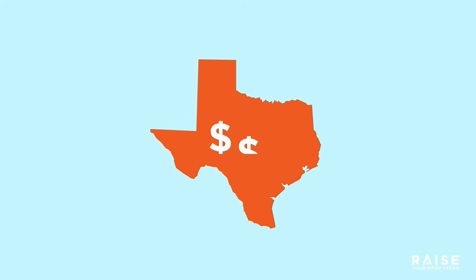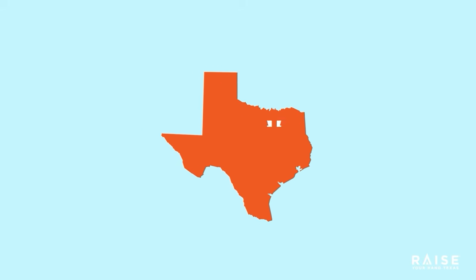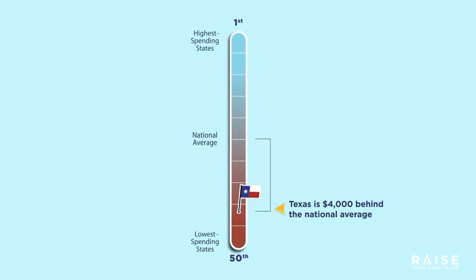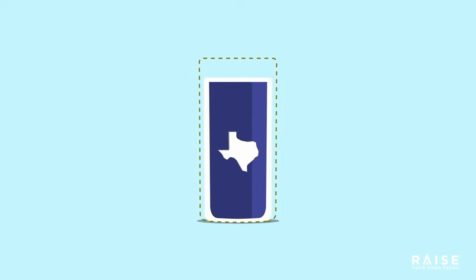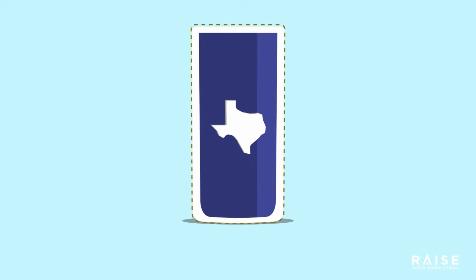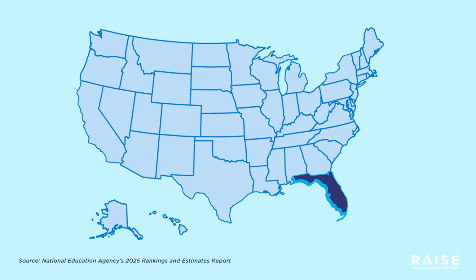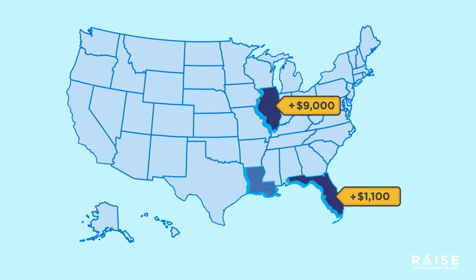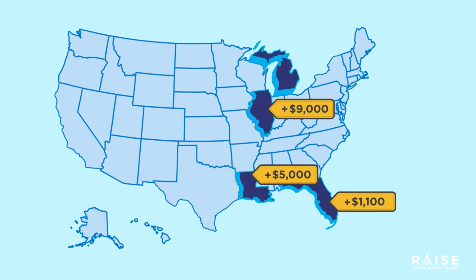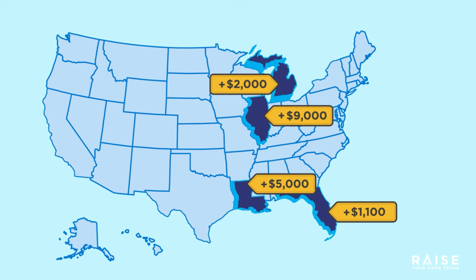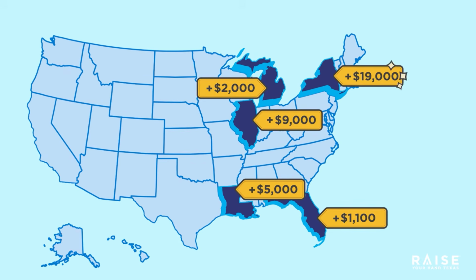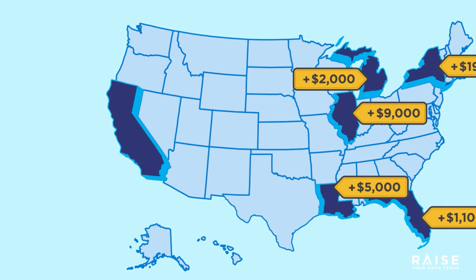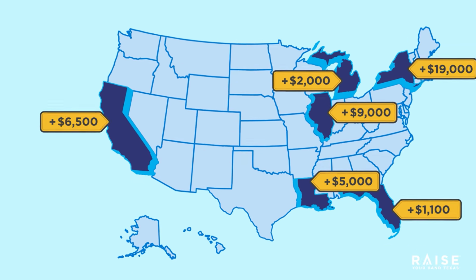Despite our thriving economy and dramatic population growth, Texas still spends more than $4,000 below the national average and ranks in the bottom 10 states in per-pupil funding. Our glass could be bigger. It should be bigger. Much bigger. Florida invests $1,100 more per student. Illinois, $9,000 more. Louisiana spends $5,000 more. Michigan, $2,000 more. And New York spends $19,000 more per student than Texas. Even California, the only public school system larger than our own, spends $6,500 more per student than Texas.